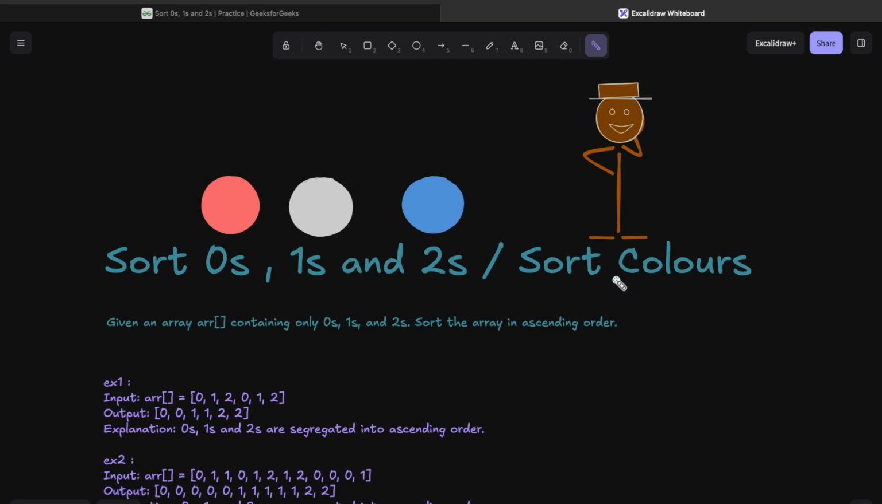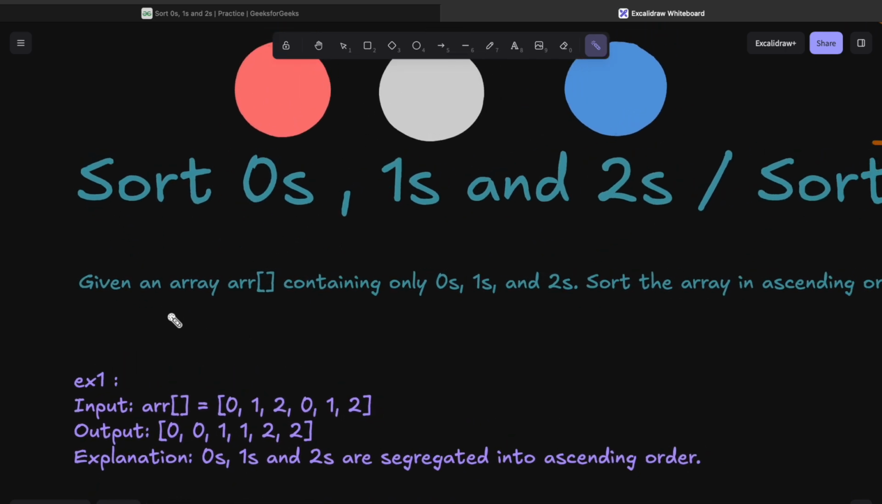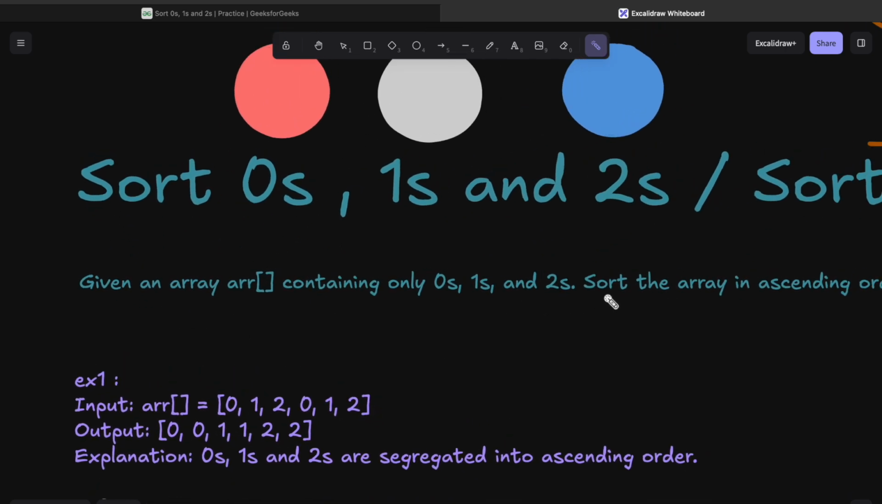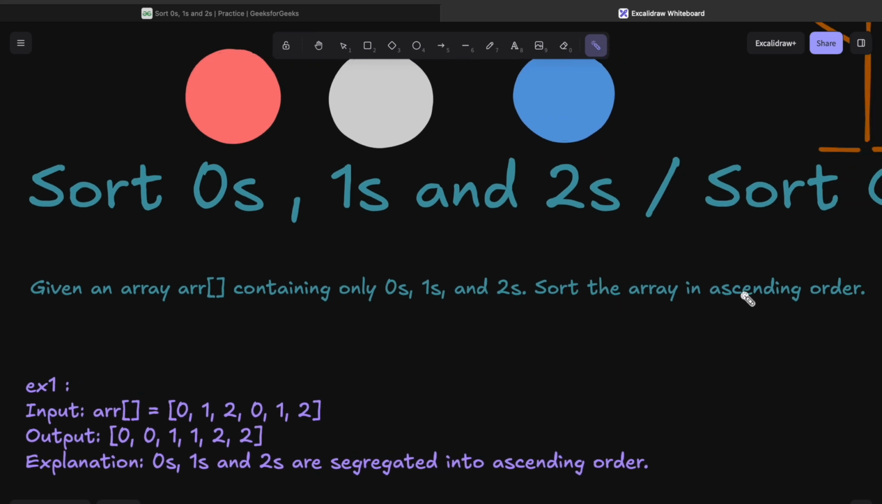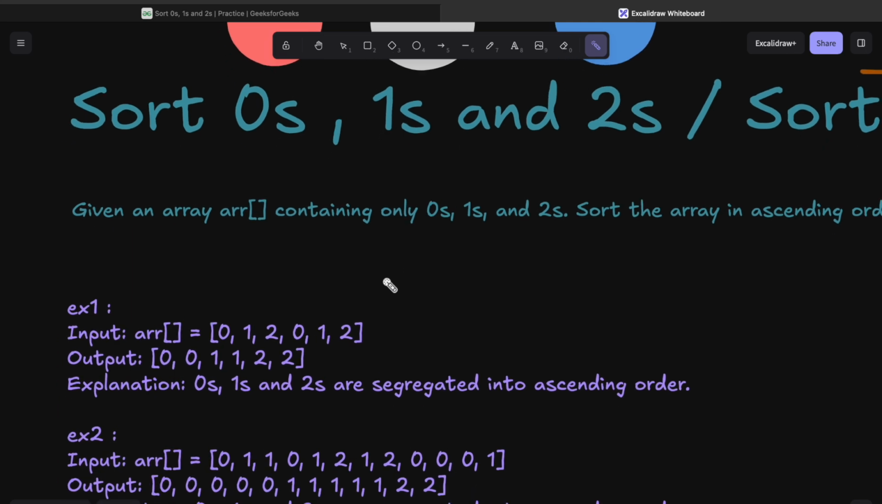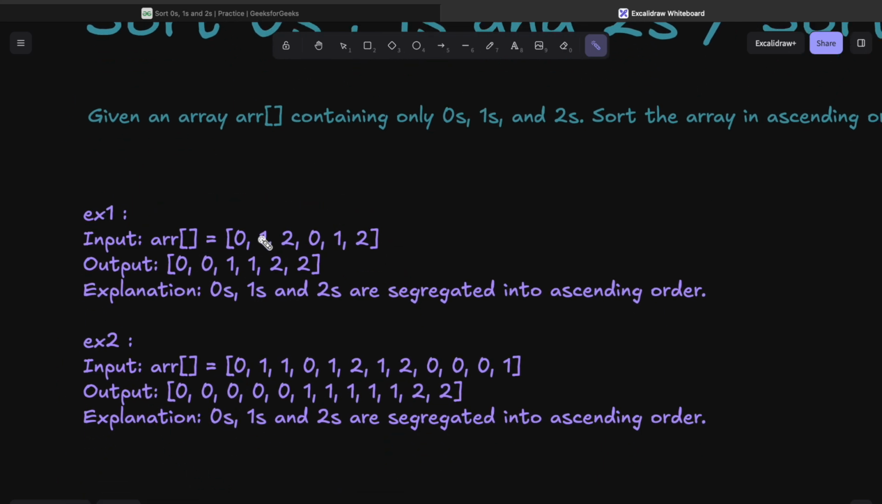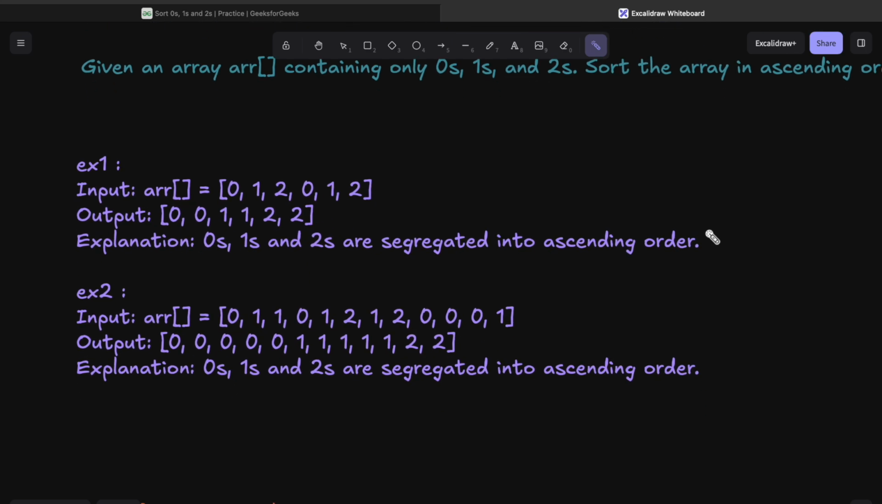So this problem is also available in LeetCode as Sort Colors. We are given an array which contains only zeros, ones, and twos, and we need to sort the array in ascending order. We can consider red color as zero, white as one, and blue as two, right? We have some sample example test cases over here. So yeah, we need to sort all of the zeros, ones, and twos in ascending order. We are only given zeros, ones, and twos.